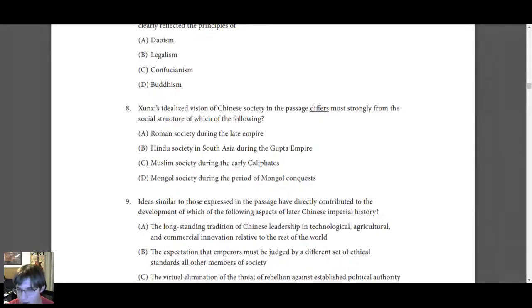You got to start reading. You got to read the questions. So now the rest of those have some form of social mobility. And yeah, Mongols were more so equal with gender. So yeah, ideas similar. Wait, there you go. Ideas similar to those expressed in the passage may have directly contributed to the development of which of the following in later Chinese imperial history? So take a guess. B. Okay.